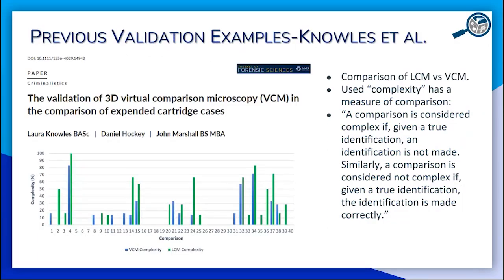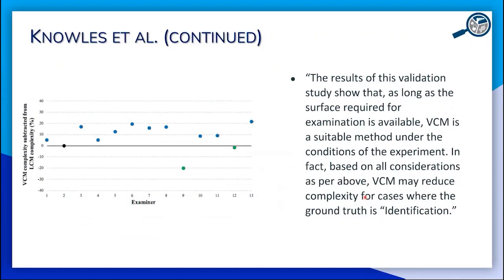One validation study published in the literature is from Canada. Laura Knowles is the lead author. And here's a study where they compared light microscopy versus VCM. They had a way of measuring what they call complexity. Essentially, complexity is how inconclusive it is. And they concluded that with their study, LCM is as good, if maybe not a little bit better, than VCM.